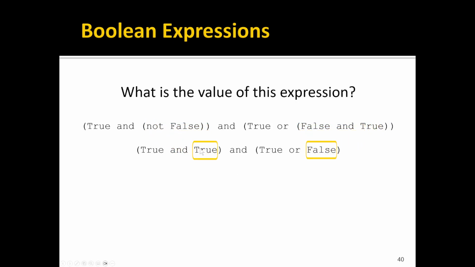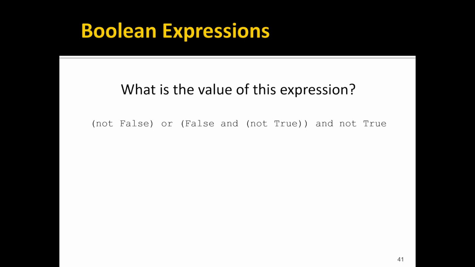Notice the not false became true, false and true became false. Following through with our brackets, we have true and true, which is true. We have true or false, which is also true. So we're left with true and true, resulting in the final answer, true.